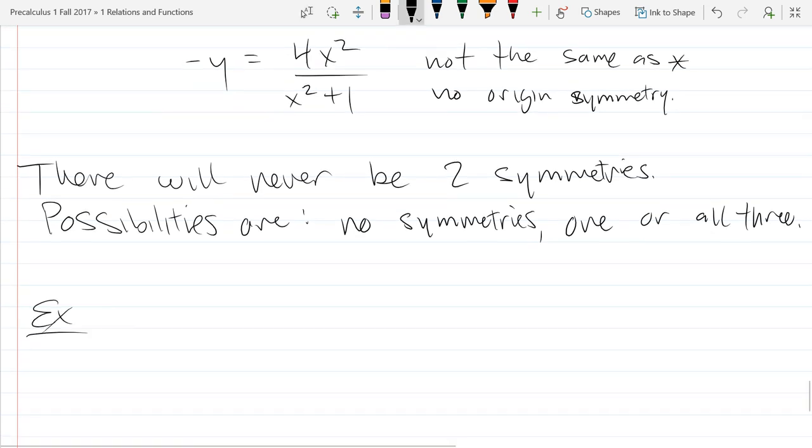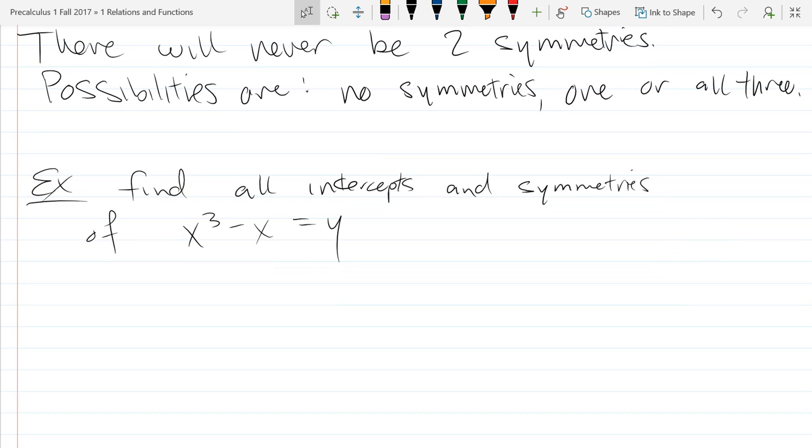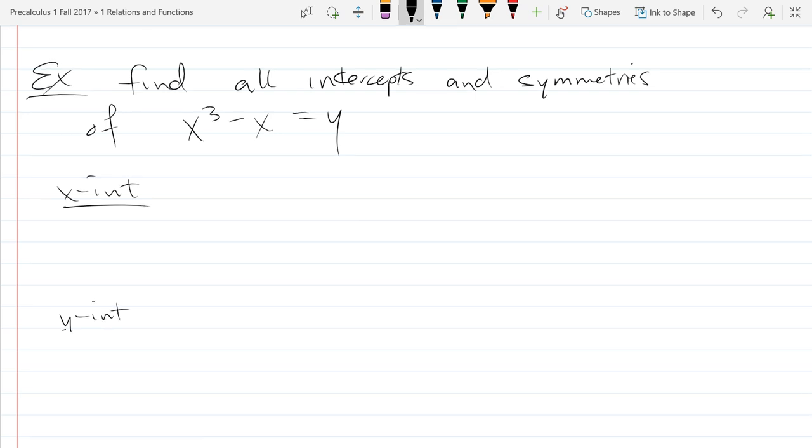So we'll do one last example, and I'll give you about 3 minutes to do this. Get as far as you can. Find all intercepts and symmetries of x cubed minus x equals y. Go for the intercepts first and symmetries second. I always recommend you start with x-intercepts and then do y-intercepts afterwards. So find your intercepts first.